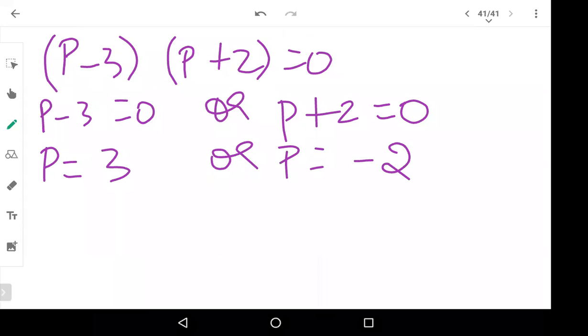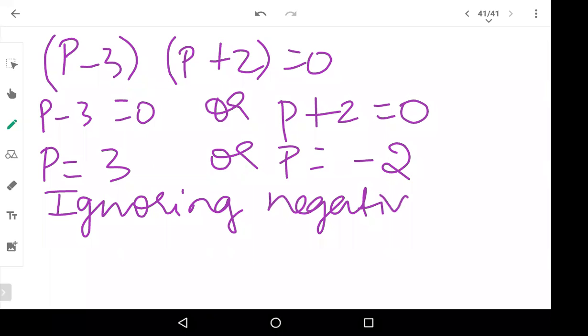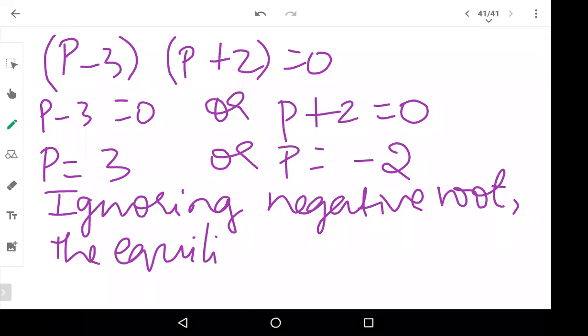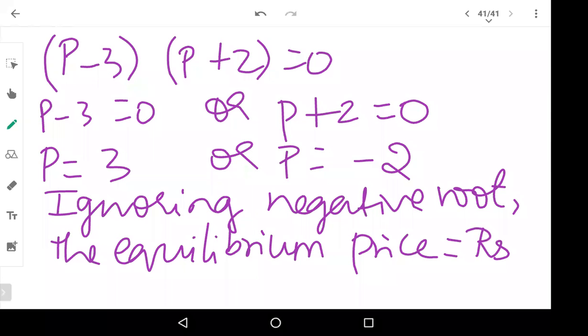Now, since this is a problem with rupees and demand and all that, you cannot take the negative root. Very good. So you will have to consider the positive number. So just write: ignoring the negative root, the equilibrium price is rupees 3. Understood? Equilibrium price is rupees 3.